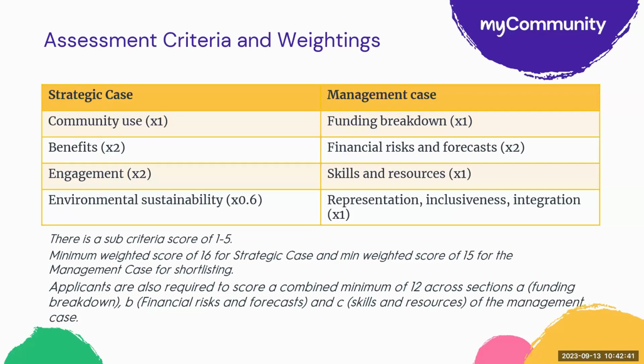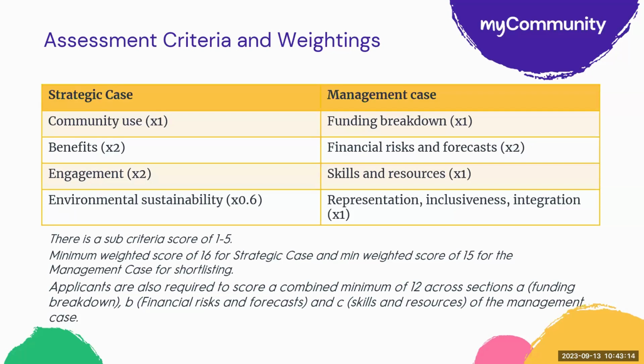So DLUC have two different types of assessment criteria. They have the strategic case and they have the management case. For the strategic case and management case, there are sub-criteria which are each given a score of 1 to 5. And these scores are weighted as shown in the brackets. So you can see that community benefits, community engagement, and financial risks and forecasts all have a weighting to show that these are really key areas of the application form to focus attention on.